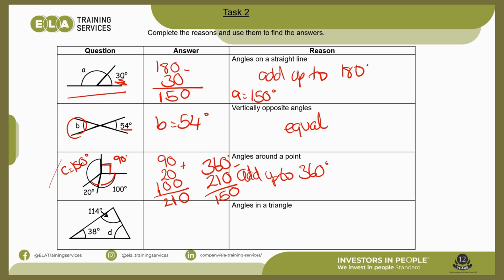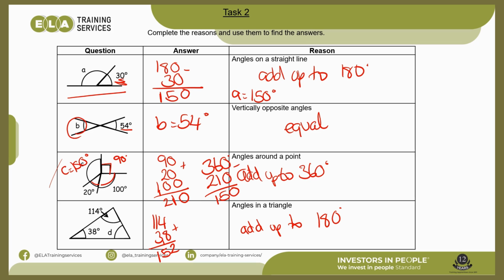Triangle. Can you remember what the angles in a triangle add up to? 180. So again, what do we have? We have 114 and we have 38. So we're going to add those together. 4 plus 8, 2, carry the 1 to make 12. 1 plus 3, and that extra 1 is 5. And 1 plus nothing is 1. So we have 152 degrees to play with.